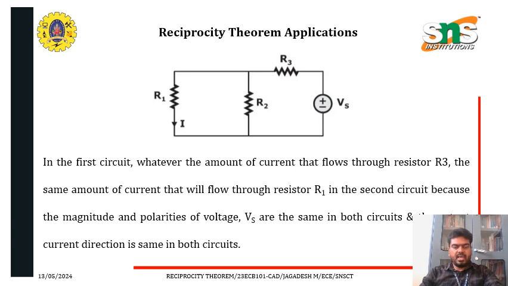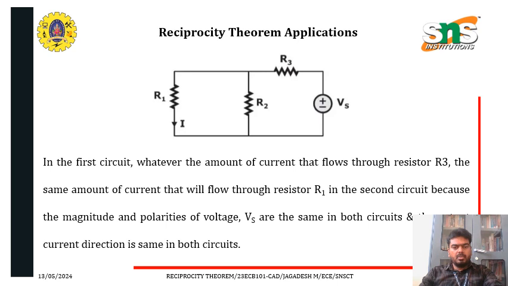As I said, according to the reciprocity theorem, the output and the input have been interchanged. So in the first circuit, whatever the amount of current flows through the resistor R3, the same amount of current will flow through resistor R1 in the second circuit, because the magnitude and the polarities of the voltage, that is Vs, are the same in both circuits, and the current direction is the same in both circuits. So this is actually called the reciprocity theorem.